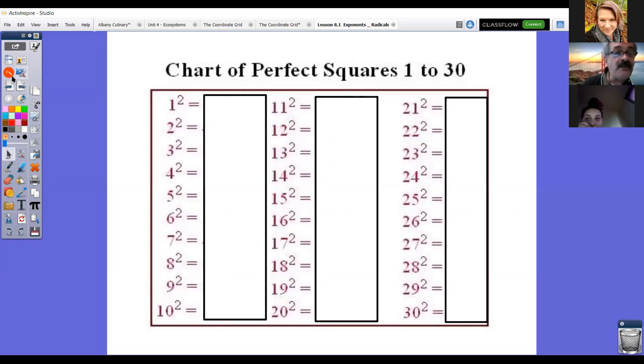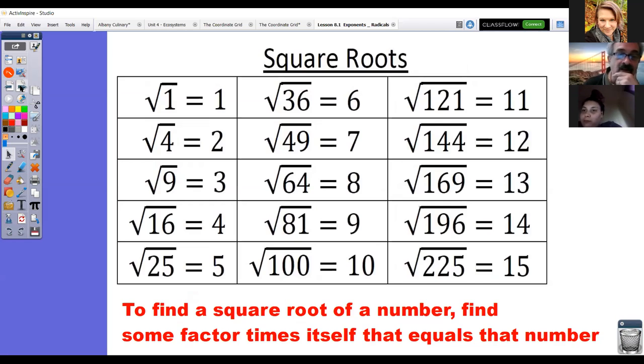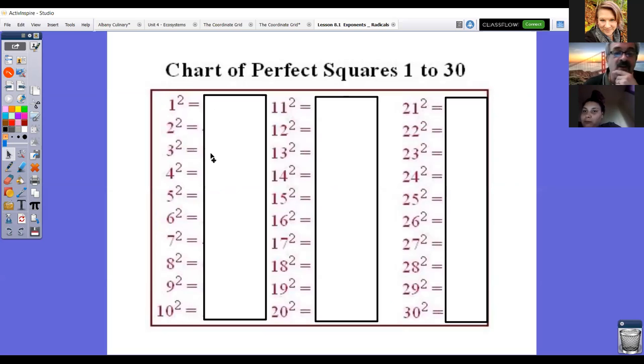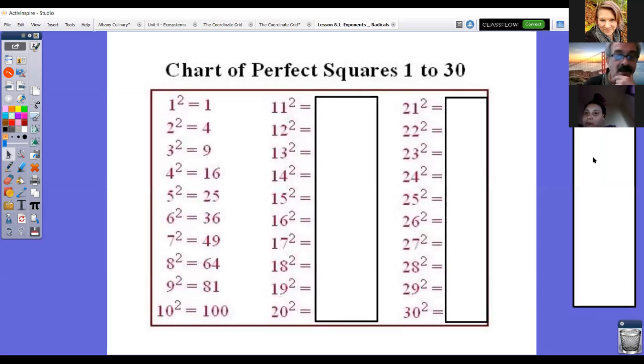All right, one of the things I'm going to suggest is, when I get that, I'll resend those packets for next week. But understanding what perfect squares are is going to help you a lot. That's for your math facts. So you should know at least this much.